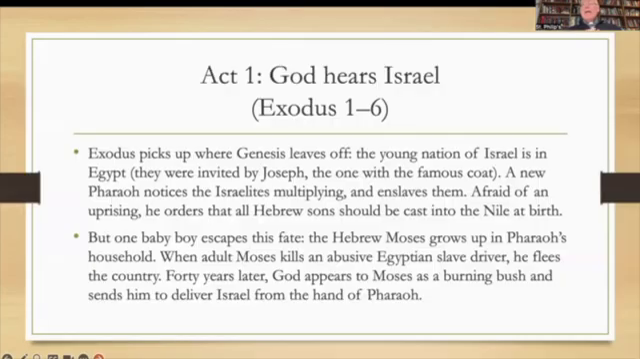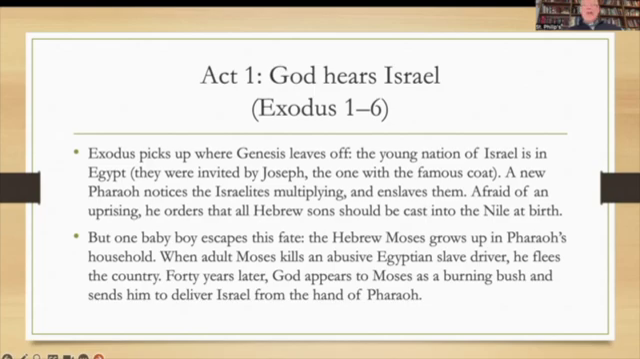Act 1, God hears Israel. So Exodus picks up where Genesis leaves off. The people of Israel are living in Egypt, right? They're prosperous, they're happy, they're growing, but a new Pharaoh comes to power, and he is worried about this growing power base of Hebrews, and so he decides to enslave them. Under Egyptian law, the Pharaoh owned everybody and everything, so he enslaves them, and he also orders that the Hebrew sons should be cast into the Nile at birth.